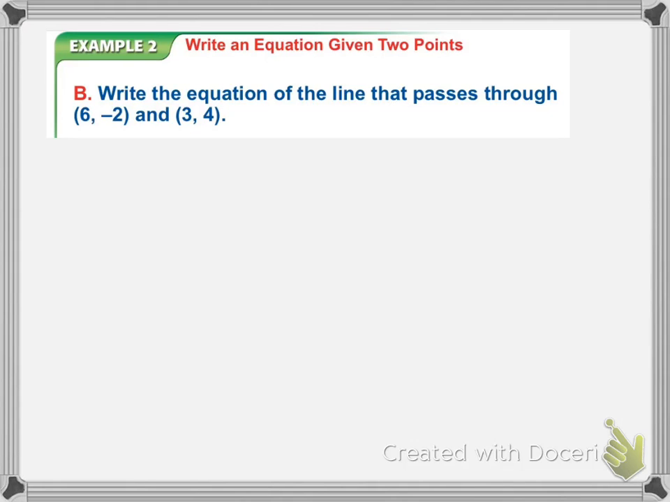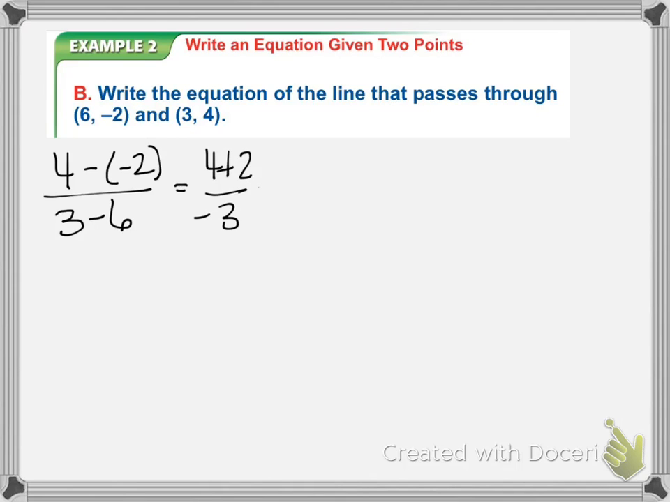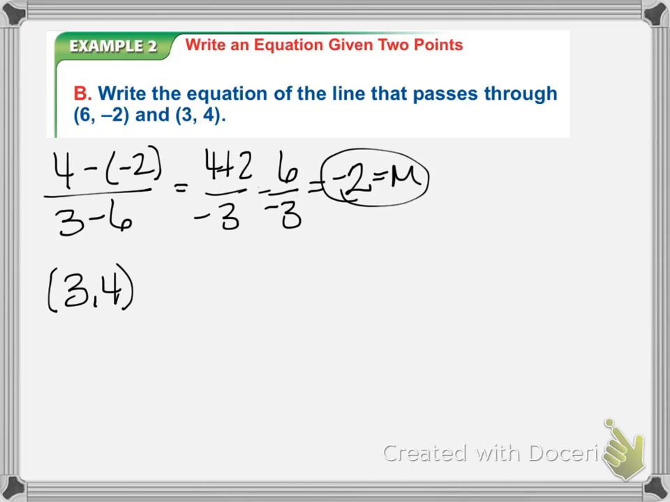Okay, so let's go through and find the slope. So you've got 4 minus negative 2 over 3 minus 6. That simplifies to 4 plus 2 over negative 3, which is 6 over negative 3, which is negative 2 for your slope. Okay, now pick a point, doesn't matter which one. I'm going to deal with the positive one, but you can pick whichever one you want. Okay, so then I'm going to plug that into my slope-intercept formula to find the y-intercept.